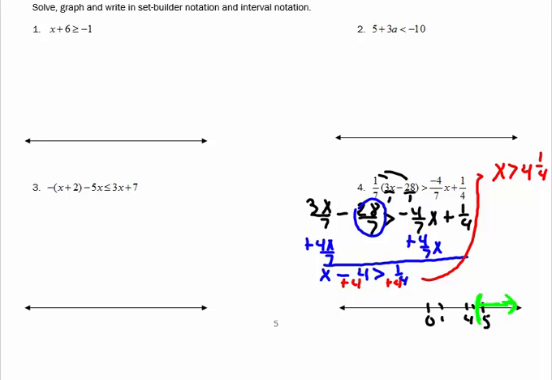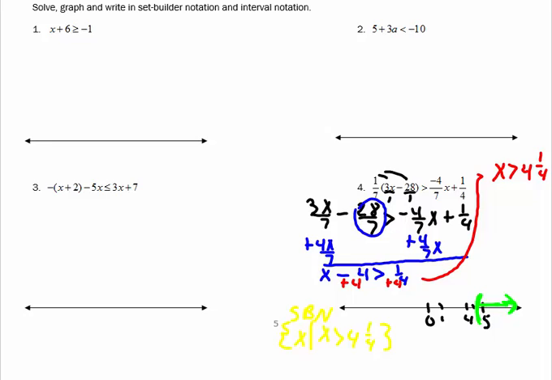At this point, let's talk about set builder notation. So for SBN, it's a set of all. What letter are we using? X. Draw your line down. That means such that x had to be greater than 4 and 1/4.